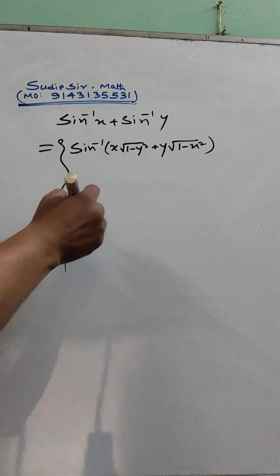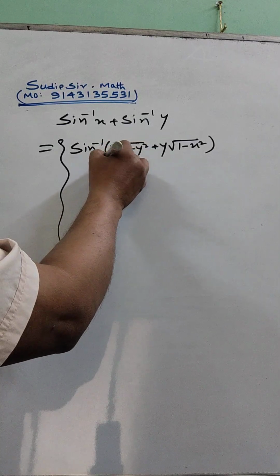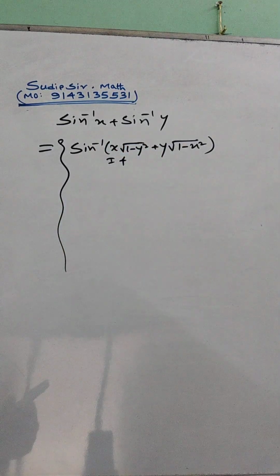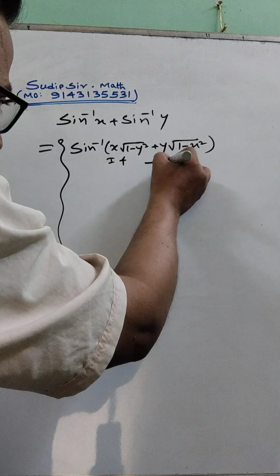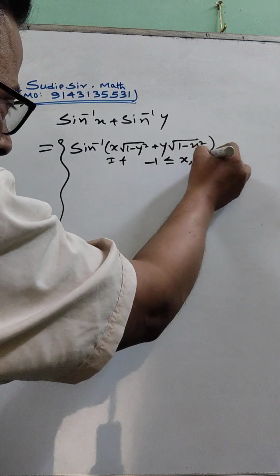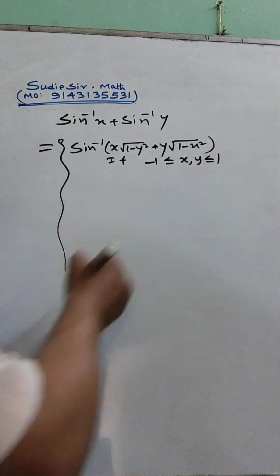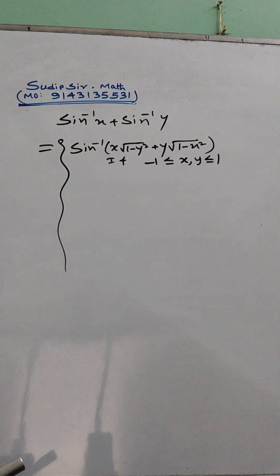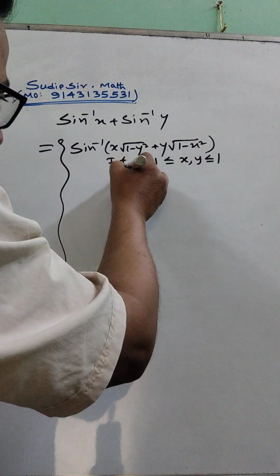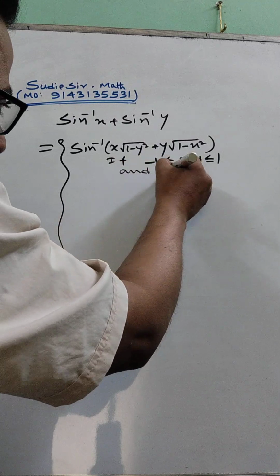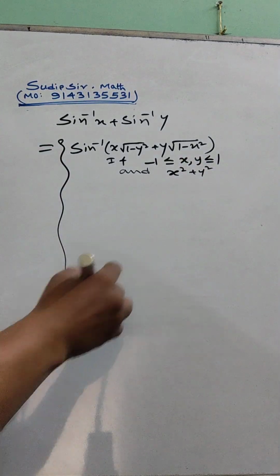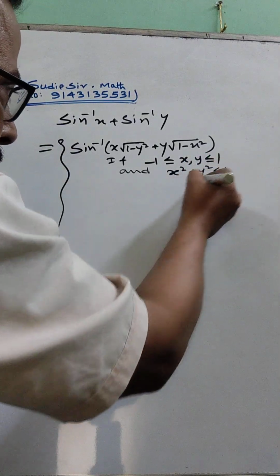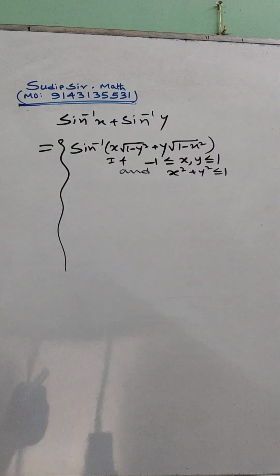Now, the condition is: if -1 ≤ x, y ≤ 1, both x and y between -1 and 1, and x² + y² ≤ 1. Okay?